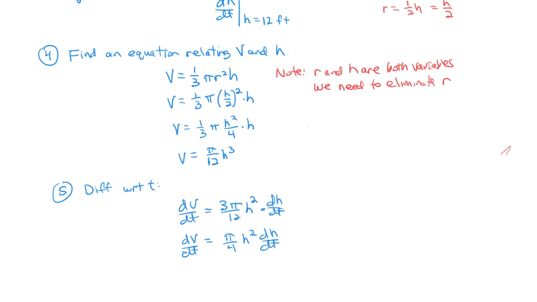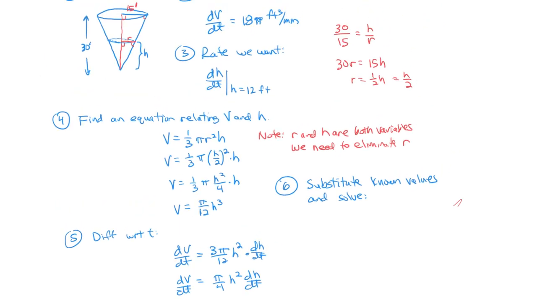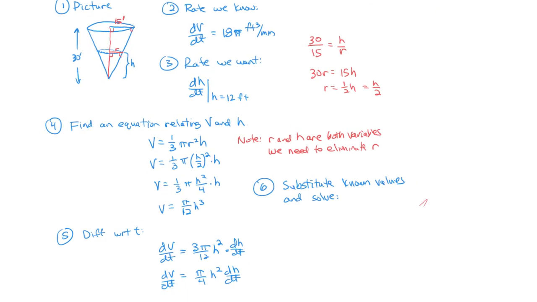And then step 6, I'll put up here: substitute known values and solve. So let's see. dV/dt is 18 pi. Let's look back at our big picture here. So we're going to substitute known values. So dV/dt is 18 pi. So I can write this over here.